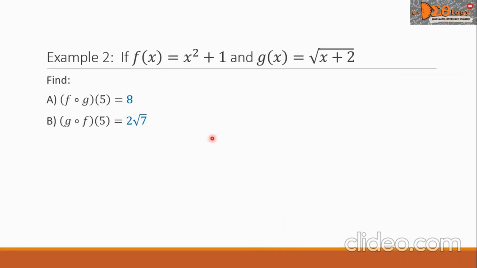We can see here that the f of g of 5, which is the letter A, is not equal to the g of f of 5, and that is letter B. So we have now the final answers here.